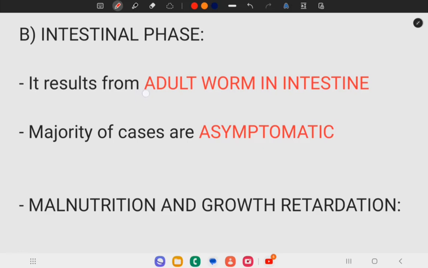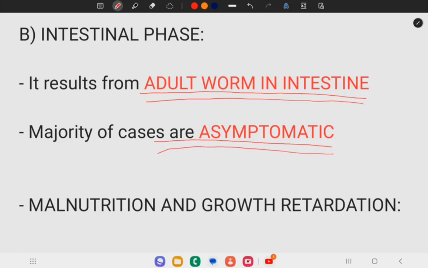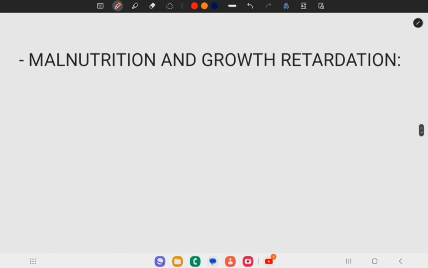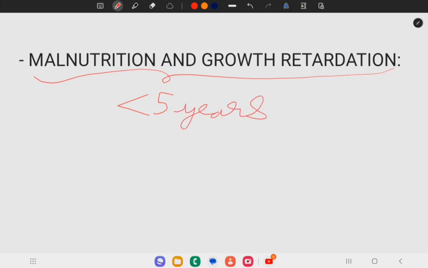Intestinal phase results from adult worms in the intestine, and the majority of cases are asymptomatic. Malnutrition and growth retardation is observed in children less than 5 years.